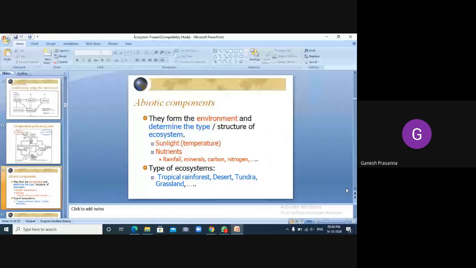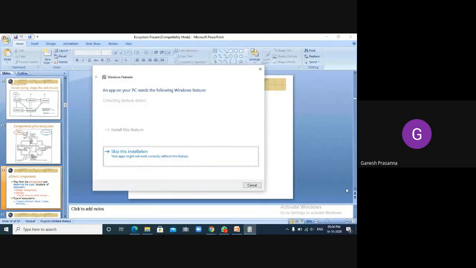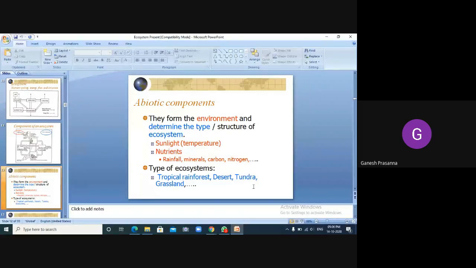Coming to the abiotic components, they form the environment and determine the type and structure of the environment, that is sunlight and the nutrients. Sunlight is the main source of energy, and also nutrients, that is rainfall, minerals, carbon, nitrogen, etc. So there are different types of ecosystems: tropical rainforest, desert ecosystem, tundra ecosystem. There is the grassland ecosystem, which is called by different names, savanna, the pampas. All these are different grasslands present in different parts of the globe.